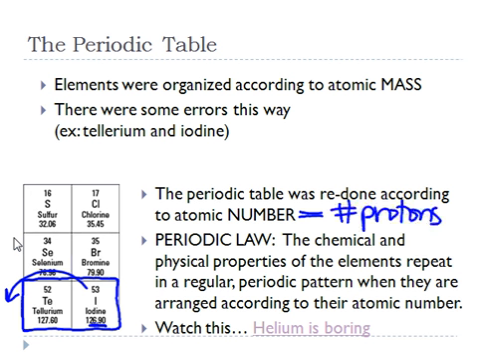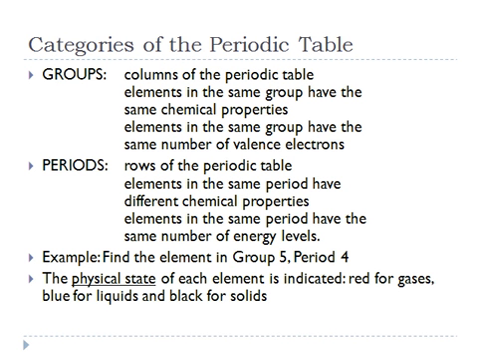So, periodic law, this is important. The chemical and physical properties of elements repeat themselves in a regular periodic pattern when they are arranged according to their atomic number. This makes the periodic table really useful because we can look at it and know right away how some elements are going to react based on where they are. I've got another video that I'm going to show in class, and we'll look at that after.